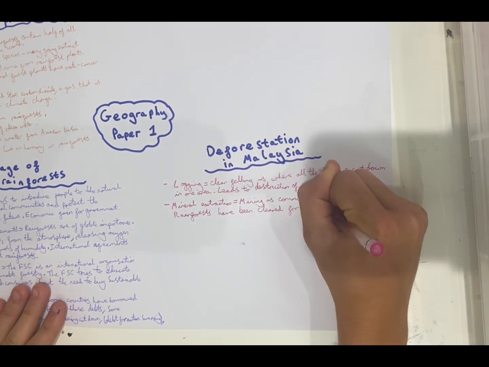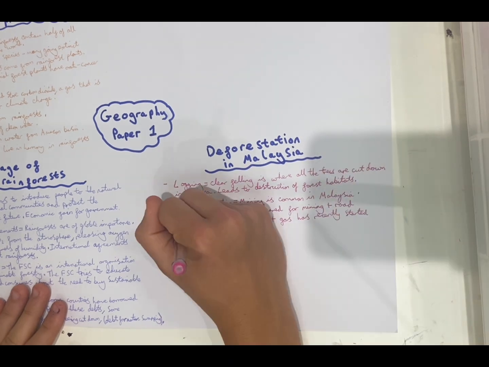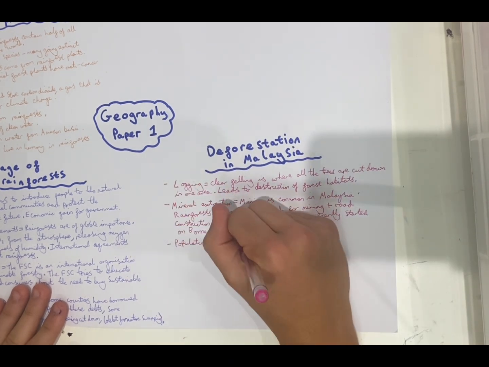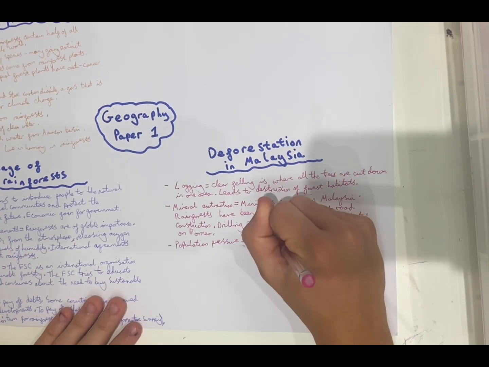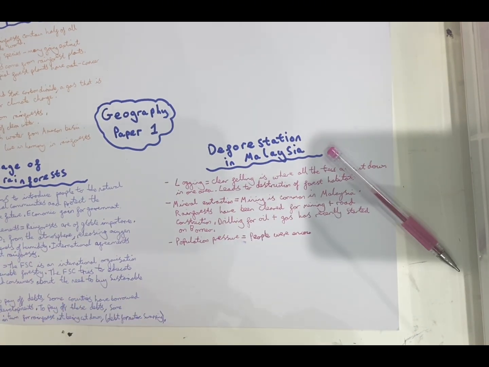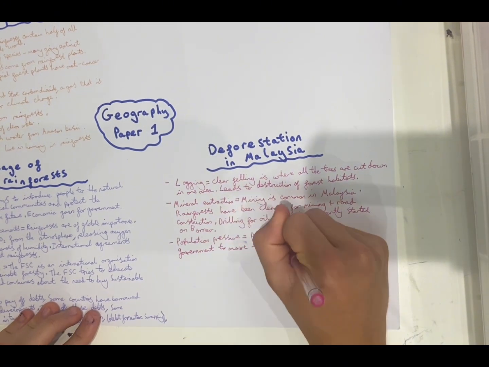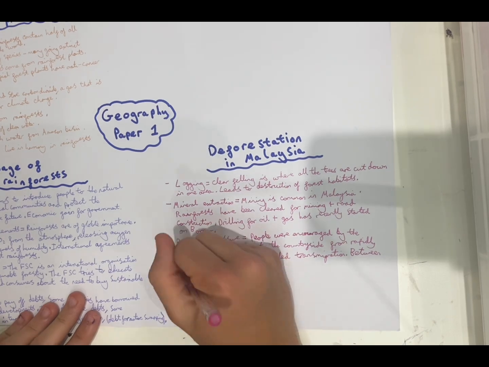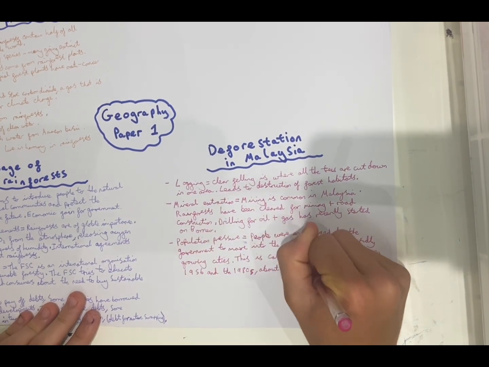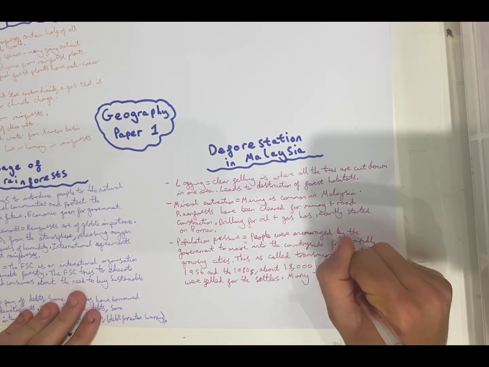Rainforests have been cleared for mining and road construction, and drilling for oil and gas has been recently started on Borneo, which is a place in Malaysia. Population pressure. So for population pressure, people were encouraged by the government to move into the countryside from rapidly growing cities. This is called transmigration. That is an important definition you have to know. Between 1956 and the 1980s, about 15,000 hectares of rainforest were felled for the settlers. Many then set up plantations.